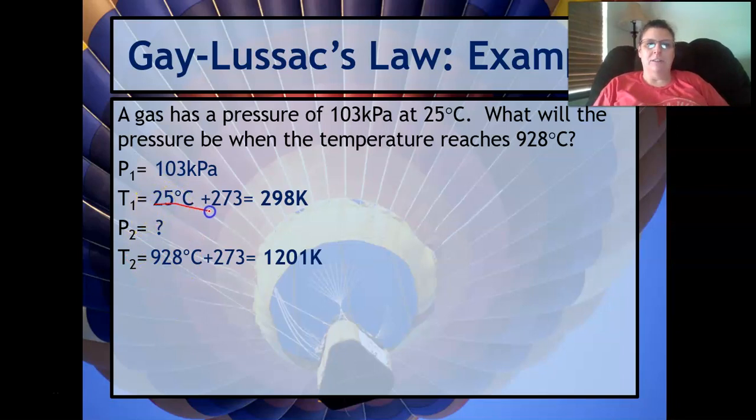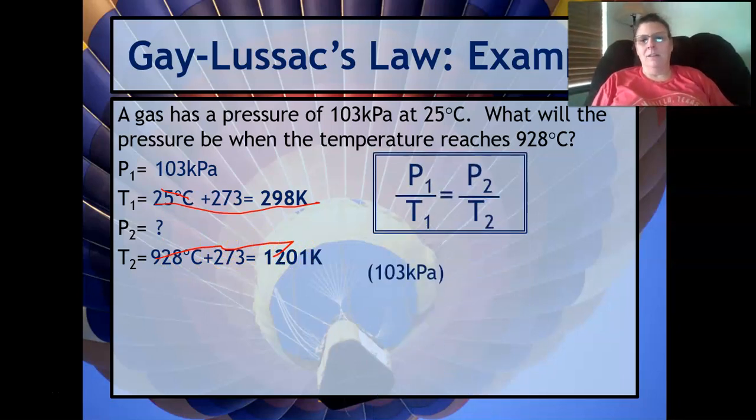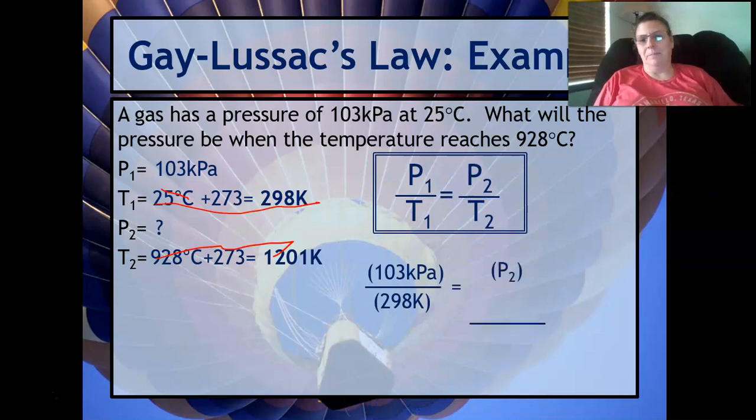25 degrees Celsius is now 298. I no longer am going to use this; I'm going to use 298. 928 is now converted to 1,201. And here is how I set this up.